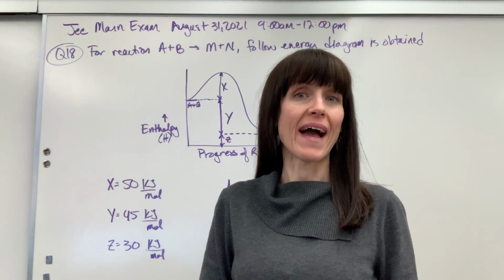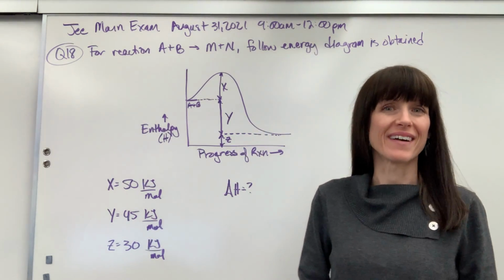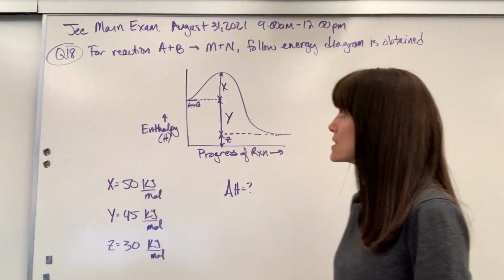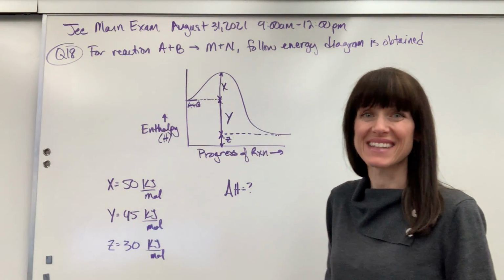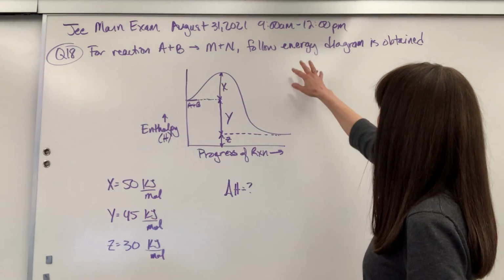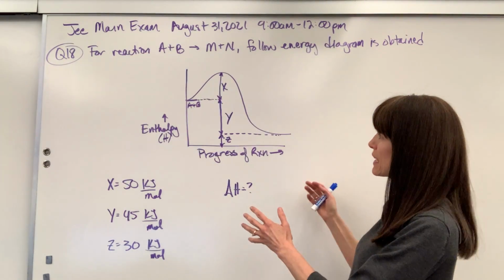We're going to talk about the activation energy diagram. This comes from the JEE Main Exam on August 31st, 2021, the 9 a.m. to 12 p.m. test. It's question number 18, and let's take a look at this question. It says, for reaction A B yielding M N, the following energy diagram is obtained. And this is what they give us.